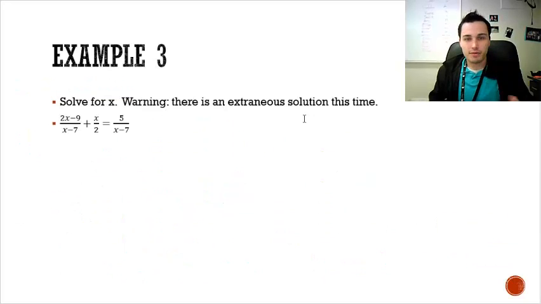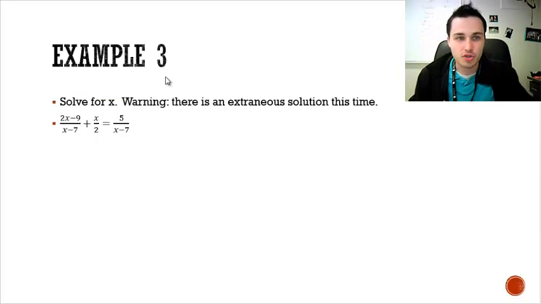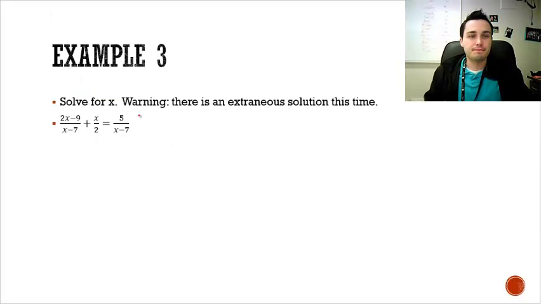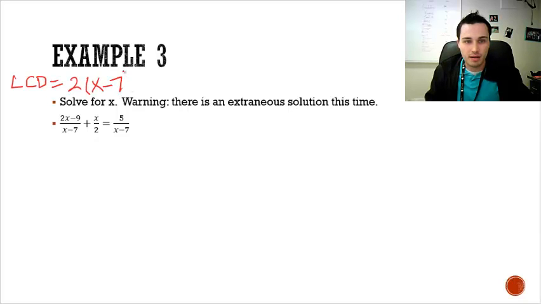Okay, this time there's a little warning letting us know that there will be an extraneous solution this time. So we'll pay attention for that. Since there's nothing that my denominators have in common, then really the LCD is just the product of these unique things, the 2 times the x minus 7. And you can bank on that. If your denominators have nothing in common, no common factors whatsoever, then the least common denominator is just the product of whatever unique factors you have. So 2 times x minus 7 is my LCD.